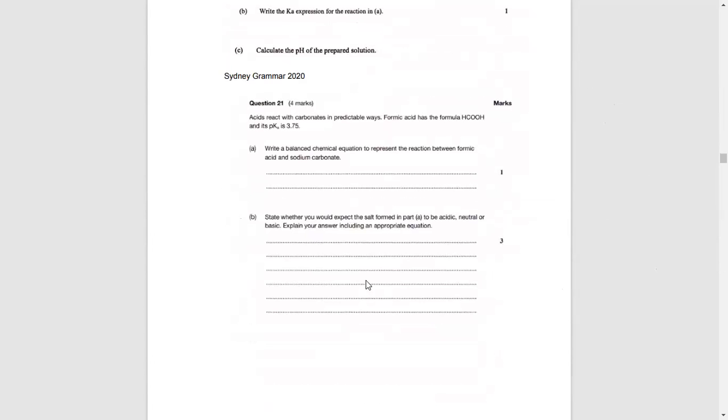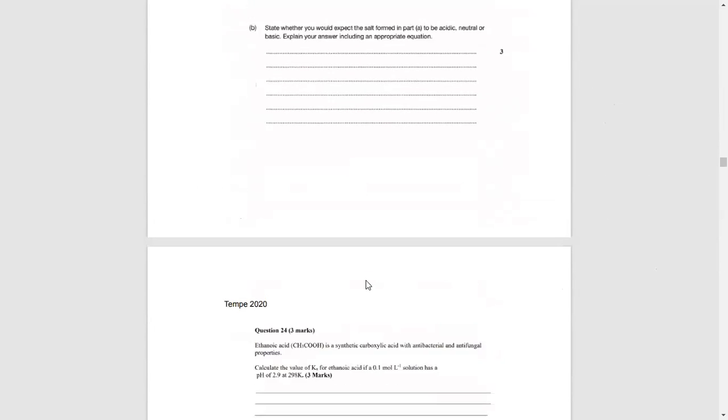Okay. Let's see if we can find one that's on. These are all values of Ka.